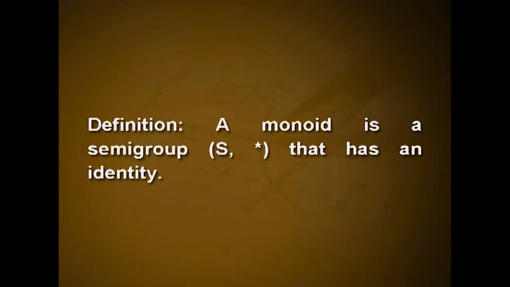Proof: assume another object I also has the identity property, so X star I is equal to I star X is equal to X. Then E star I is equal to E. But since E is an identity for star, I star E is equal to E star I is equal to I. Thus, I is equal to E. There is at most one object with the identity property. Definition: a monoid is a semigroup (S, star) that has an identity.